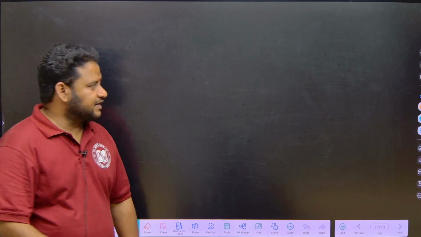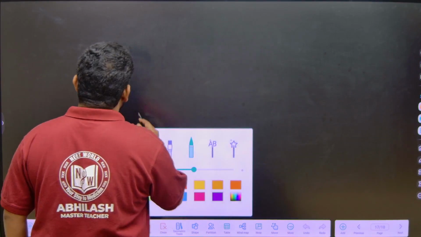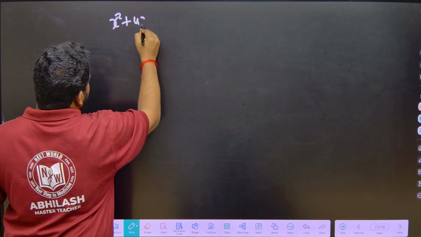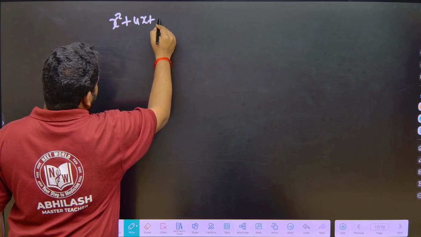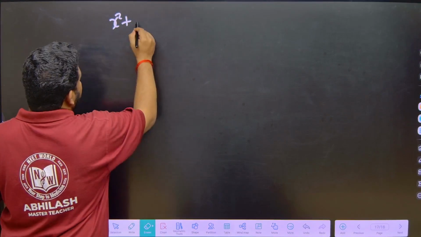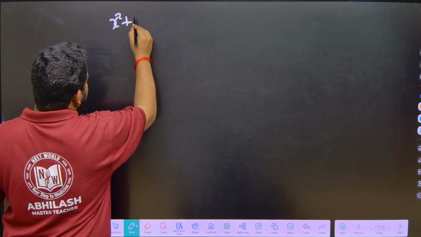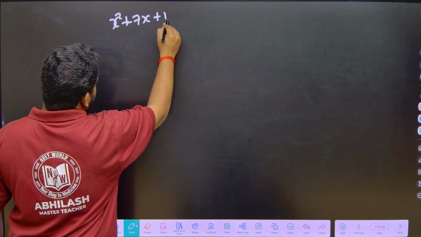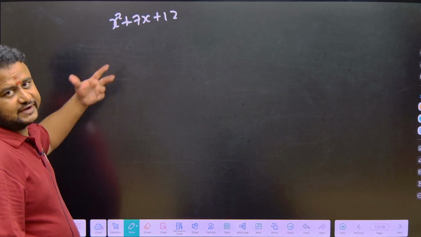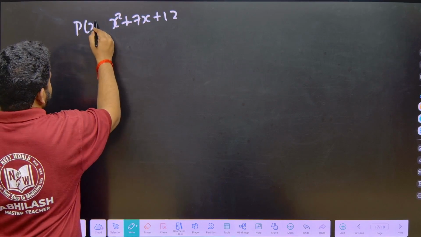Okay. Now, if I take a particular example, let me take x square plus 7x plus 12. First I have to factorize it and find the zeros of the polynomial. P of x is given like this.